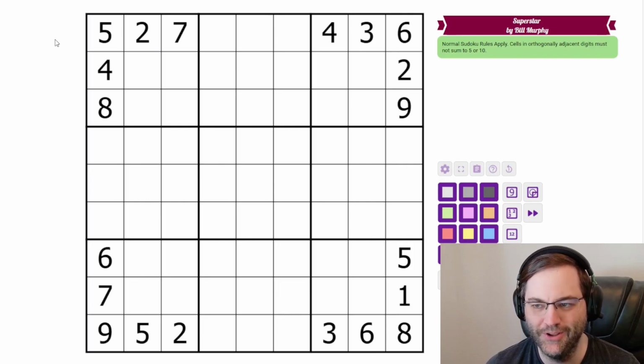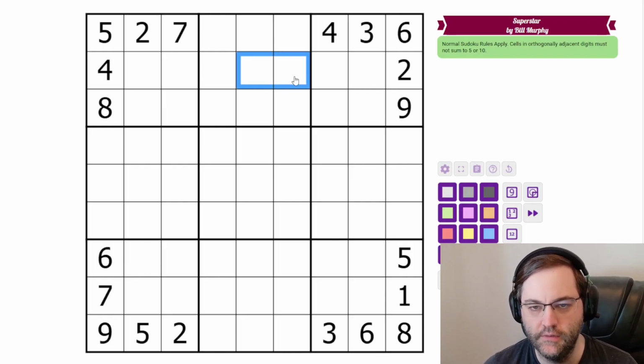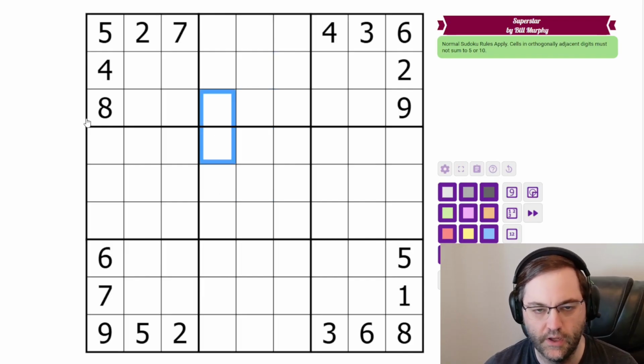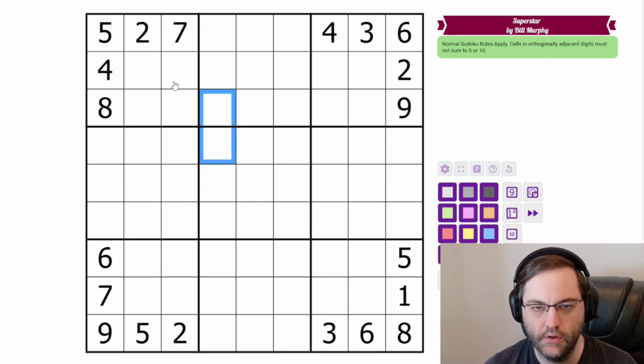Additionally, Bill got the wording backwards on this. It says cells in orthogonally adjacent digits. It should say digits in orthogonally adjacent cells, but they cannot sum to 5 or 10. Those would be our V and our X if we had any. And since we don't, these two digits, or these two digits, or these two digits cannot sum to 5 or 10. And those are the rules. And we're going to get started in the corners and on the edges, and see what we can do with that.